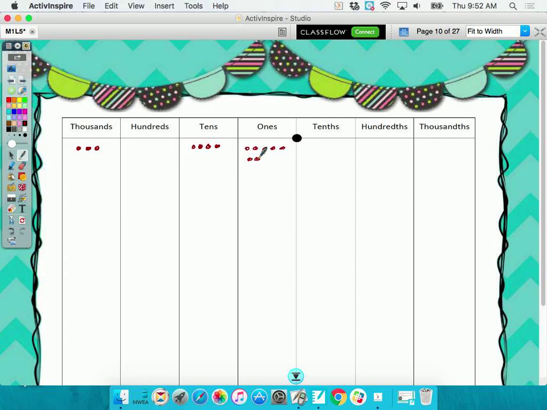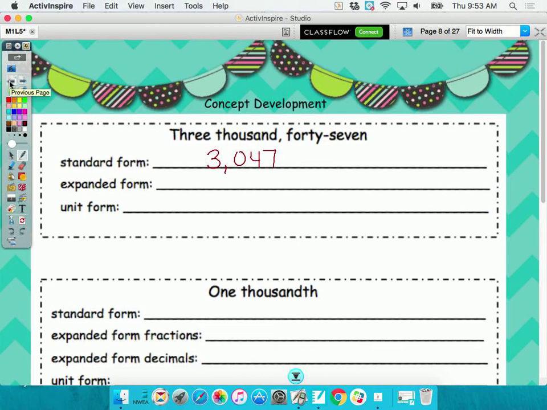Okay, now I want you to visualize that when we do expanded form, because this is 3 copies of 1,000, 4 copies of 10, and 7 copies of 1. I'm going back a couple pages, okay? So 3 copies of 1,000 looks like this.